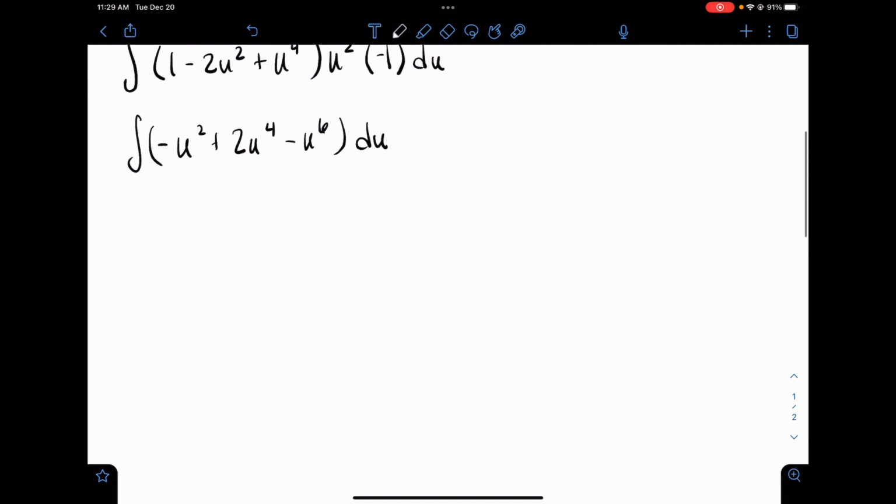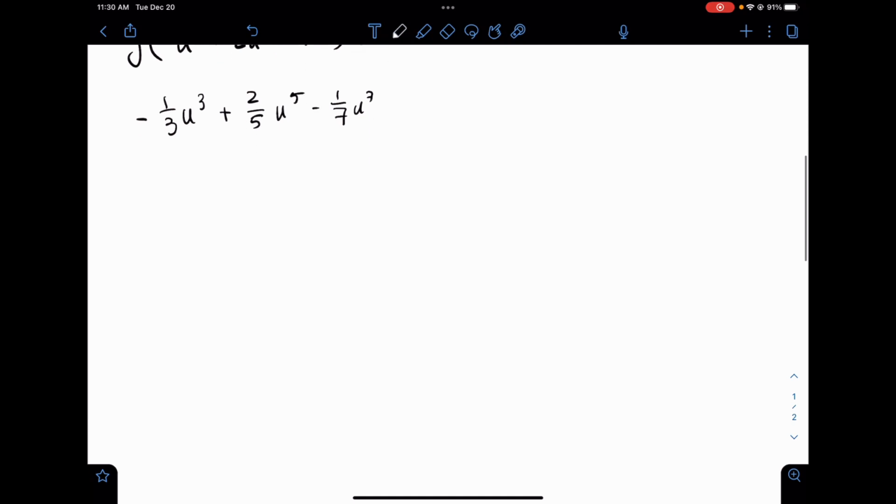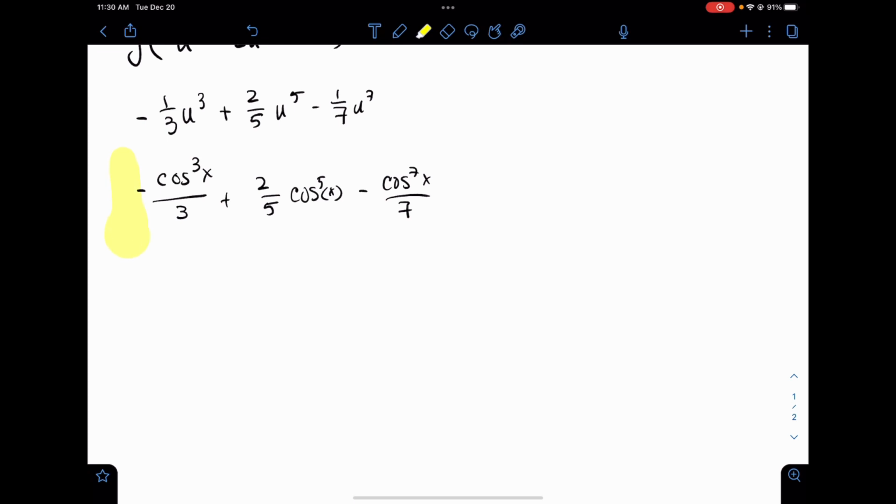And if you solve this integral, you're going to get left with negative 1 over 3 u to the 3 plus 2 over 5 u to the 5 minus 1 over 7 u to the 7th. And if you substitute back in, you'll get negative cosine cubed of x over 3 plus 2 over 5 cosine to the 5 of x minus cosine to the 7 of x over 7. And this is our final answer.